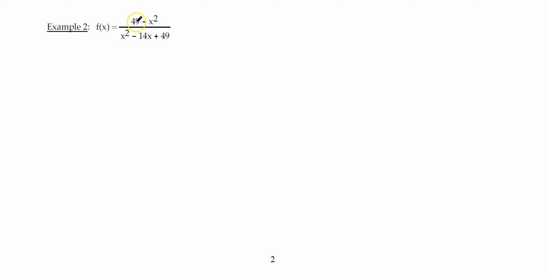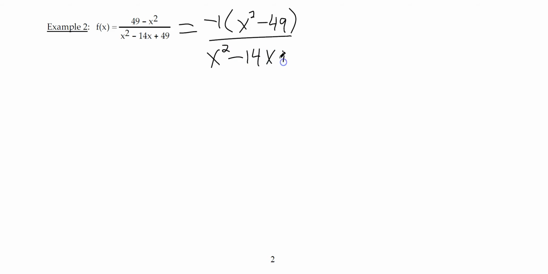Okay. Now the first thing I notice is the top one is out of order from the bottom one. Now I like the x first, so I'm going to start off by factoring out a negative 1 on the top. That's going to change this 49 to a minus 49. I'll write that second. Change the minus x squared to an x squared, and I'll write that first. The point of doing this is just to get everything in the same order, which will allow the simplification to be much smoother. All right, so factoring.